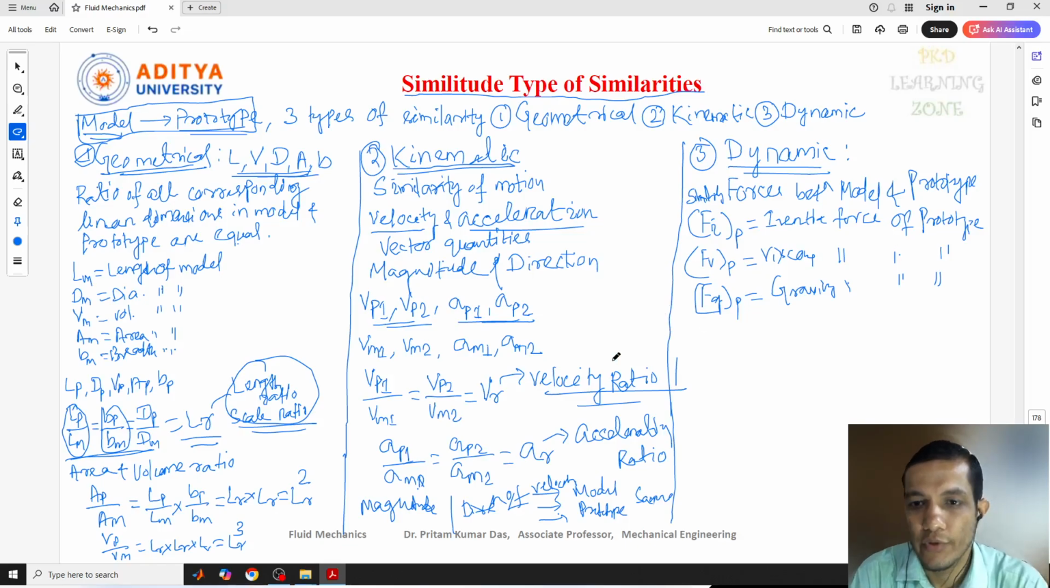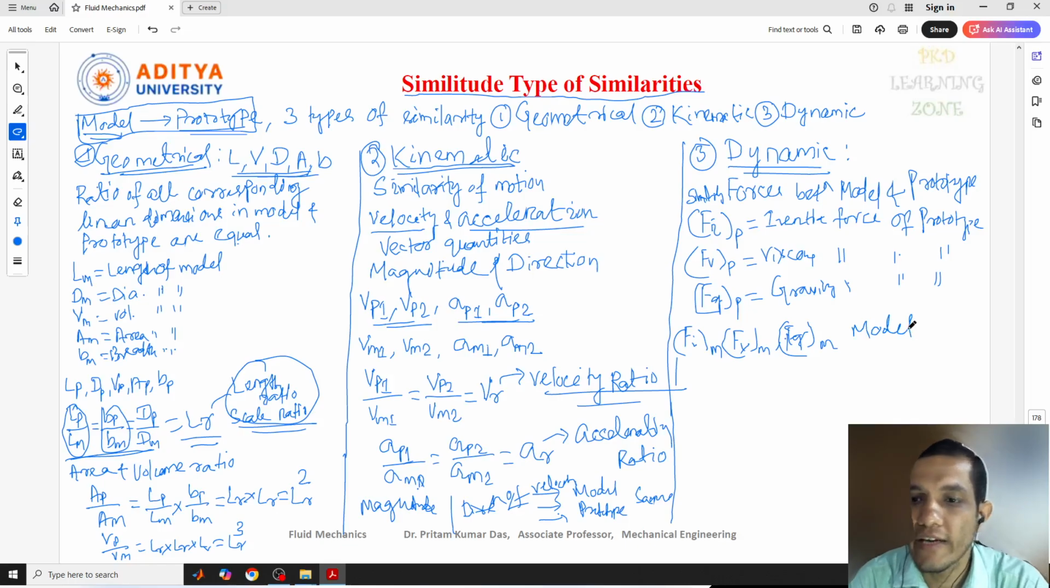Similar kind of forces need to be considered for the model also. So similarly we write Fi for the model, the viscous force for the model, and the gravity force for the model.